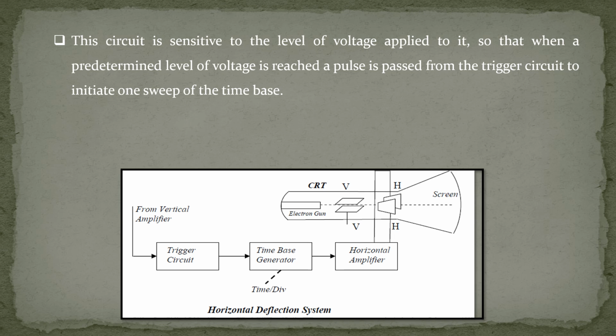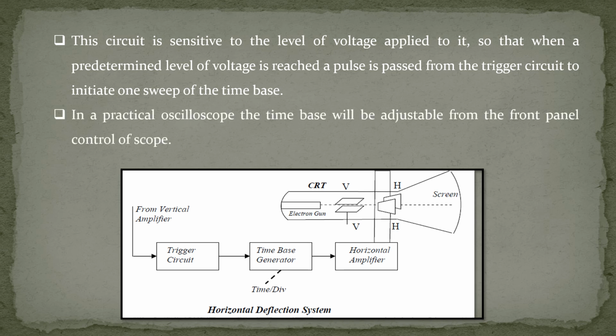This circuit is sensitive to the level of voltage applied to it, so that when a predetermined level of voltage is reached, a pulse is passed from the trigger circuit to initiate one sweep of the time base. In a practical oscilloscope, the time base will be adjustable from the front panel control of the scope.